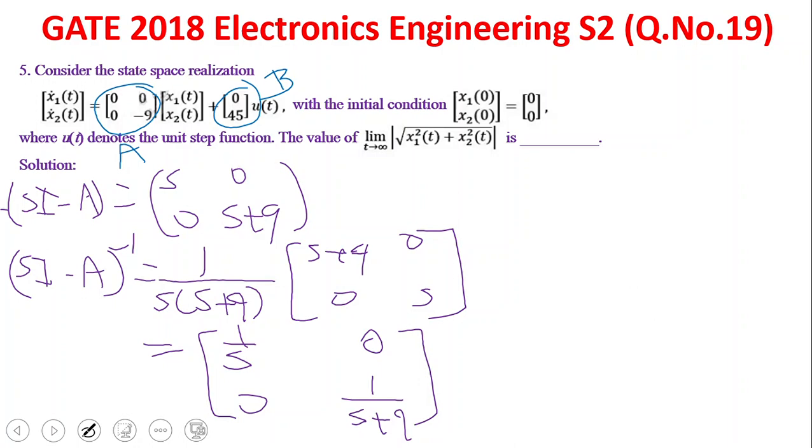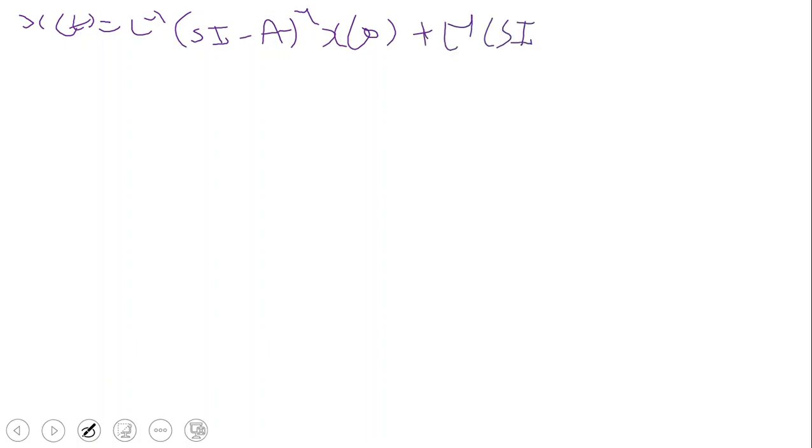Then L inverse of (sI minus A) inverse into B into U of s. So let us do it in the next slide. That means we need x of t. What is x of t? L inverse of (sI minus A) inverse into x of 0, plus the same expression I am writing, L inverse of (sI minus A) inverse into B into U of s.